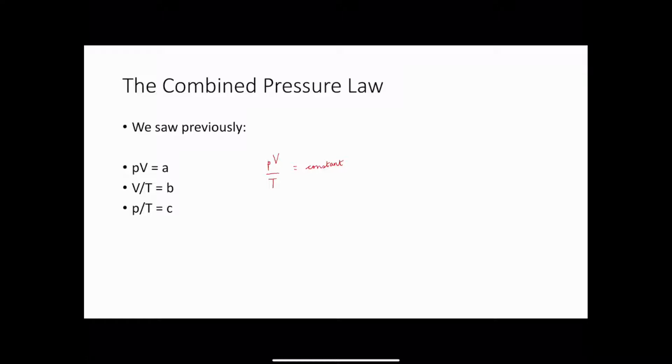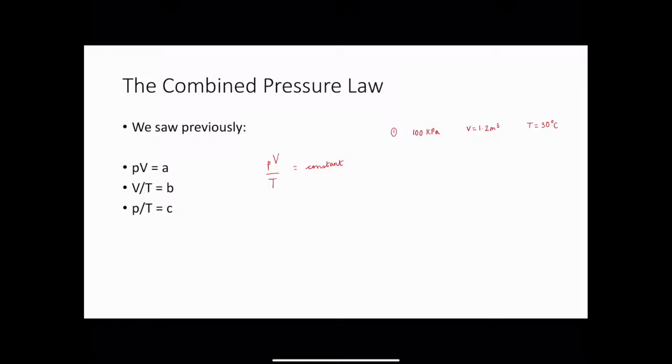Let's say that we have a gas that is at a pressure of 100 kilopascals, and it's in a box that has a volume of 1.2 meters cubed. And the temperature of that gas is at roughly 30 degrees C. So that's where our gas will start.